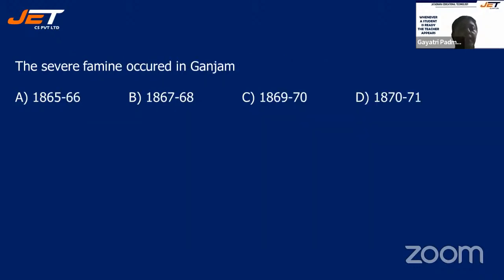The severe famine occurred in Ganjam. When was it? 1865-66, 1867-68, 1869-70, or 1870-71? Okay. So what is the year? It is none other than 1865-66.